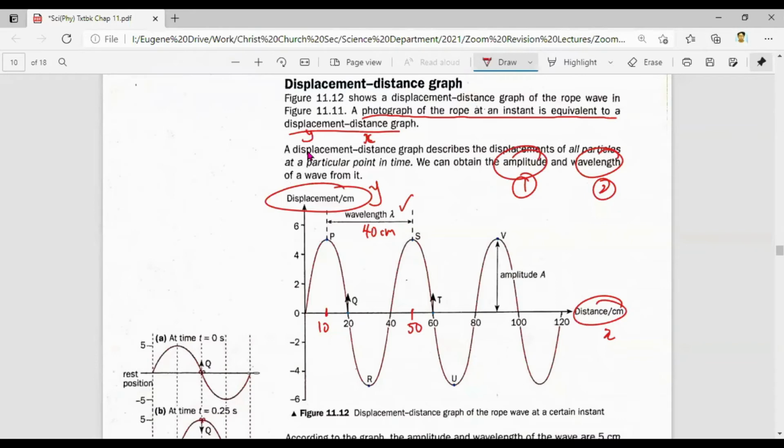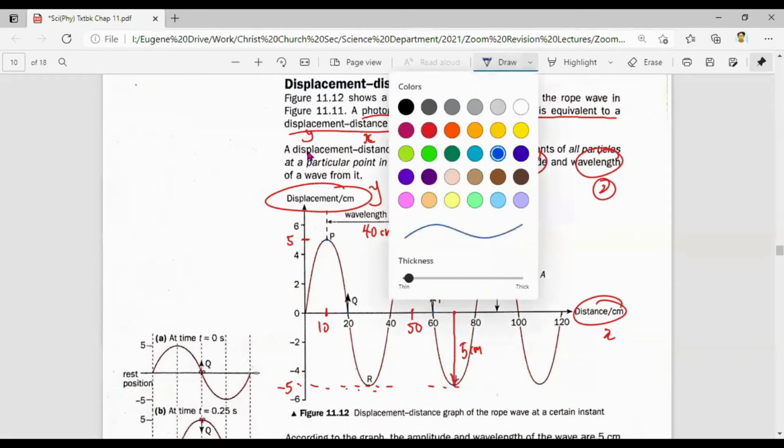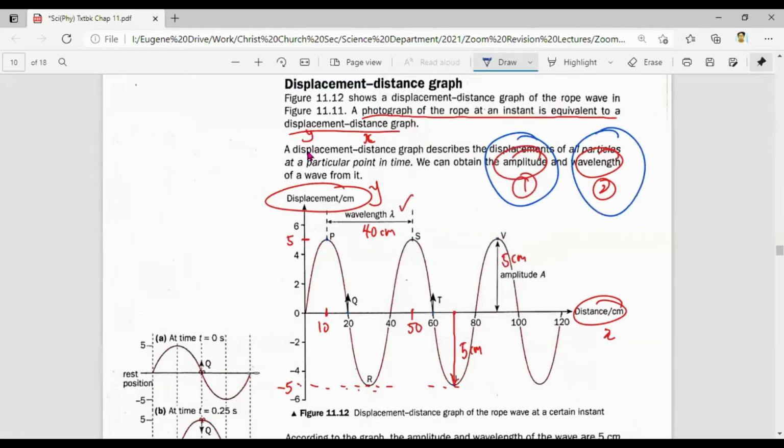Next one, amplitude. So this is an amplitude. If I were to look at it, it's actually 5 cm because from 0 to 5. I can also take from here all the way down to here, so for this one here, the amplitude is negative 5. For the displacement, we don't take the positive or negative, we just take it as the distance. So don't care whether up or down. From here to here, the distance just measured as it is is also 5 cm. So from a displacement distance graph, we can get the amplitude and the wavelength.